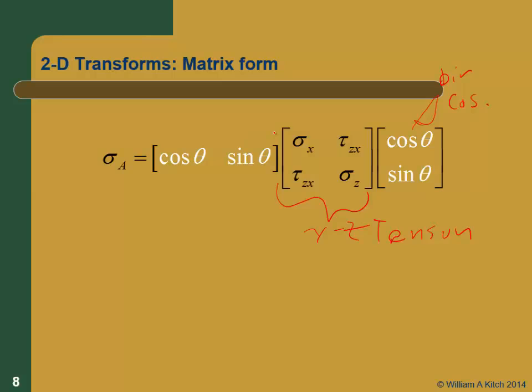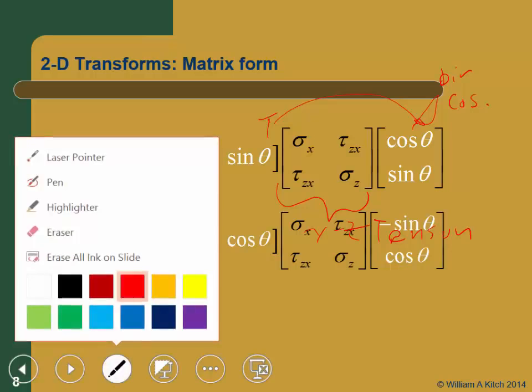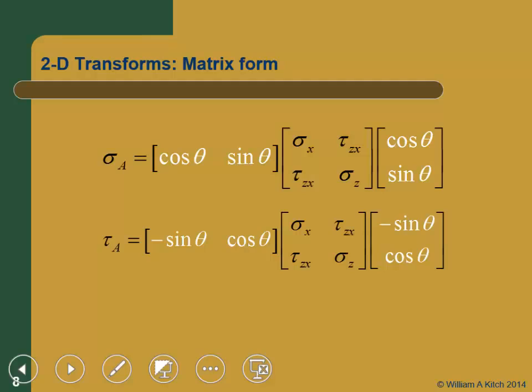This is actually the transform of this, right? So I'm just going to take this vector, I'm going to transform it, and I pre and post multiply on the original tensor, and I'm going to get the sigma A, and I can do the same thing with the other direction cosines, which is the ones for the tau in the s direction, and I'm going to get tau A.